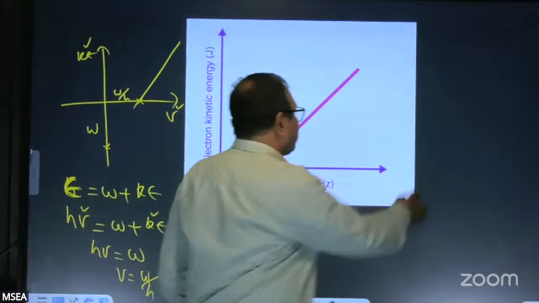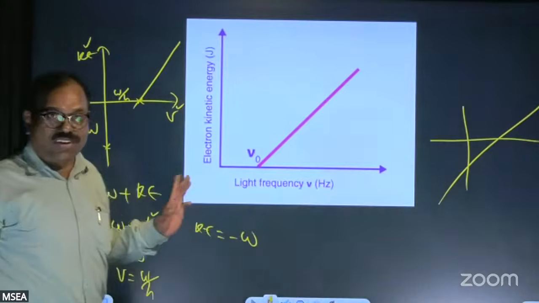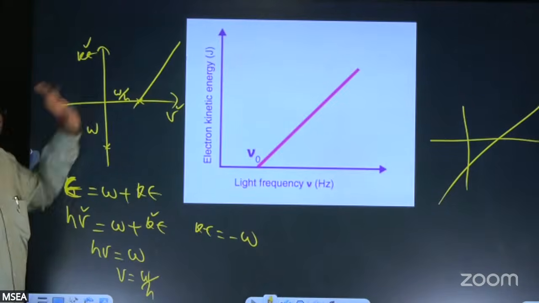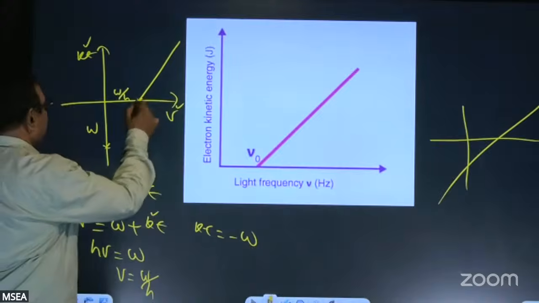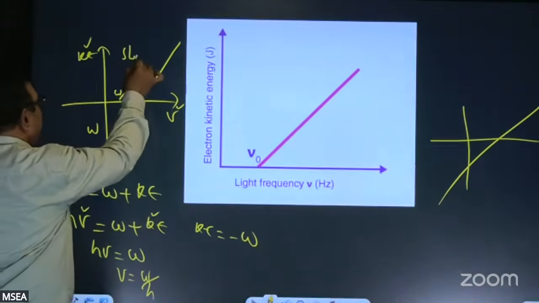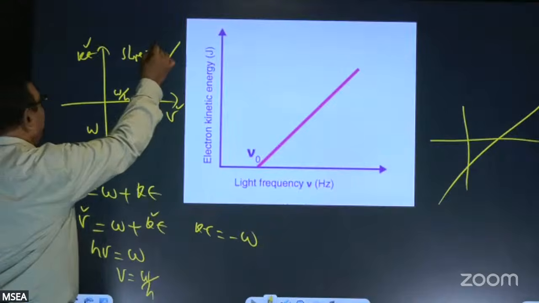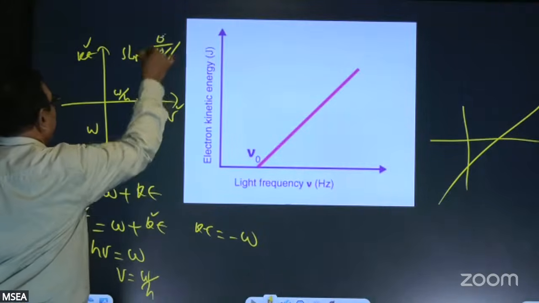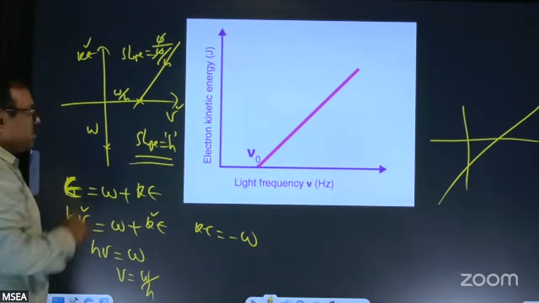So this one is what the question gives. Even this shows another graph. You should not give that one. You should give it like this only, because kinetic energy can't be negative. It should not be represented. So what about the slope of this graph? Slope means y by x, or this W by h. W cancels, so the slope of this graph is h.